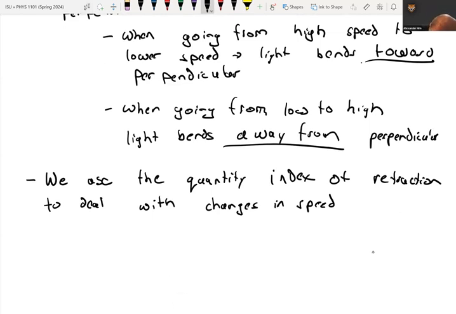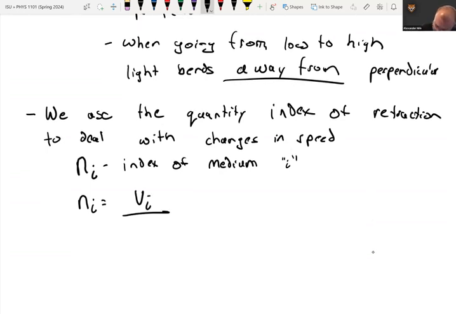So the index of refraction. We'll say n sub i. This is the index of refraction of medium i, and remember, i could be anything. Could be glass, could be air, could be diamond, could be water, could be ice. And n sub i is equal to the speed of light in i, divided by c, the speed of light in a vacuum. So the idea is that basically what n is, it's the speed of light.